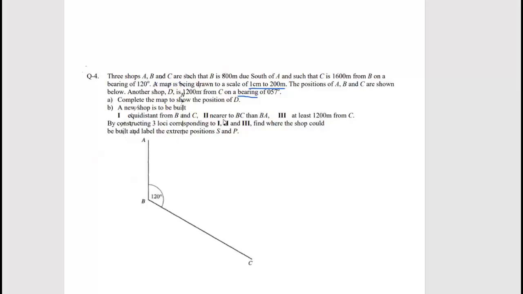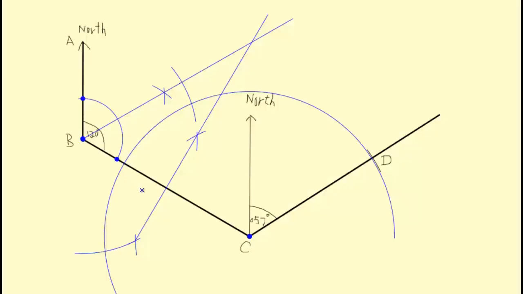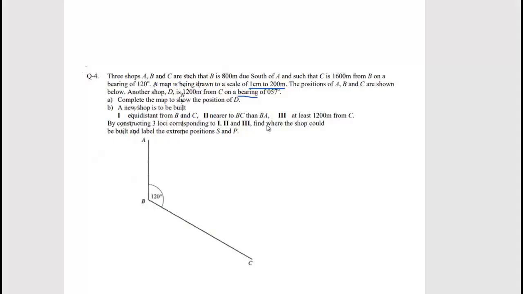But the shop is nearer to BC than BA. It means that the shop is towards this position. It should be on the right side of the angle bisector. If it is on the right side of the angle bisector, it will be nearer to line BC as compared to line BA. It means that the shop will not be in this region.